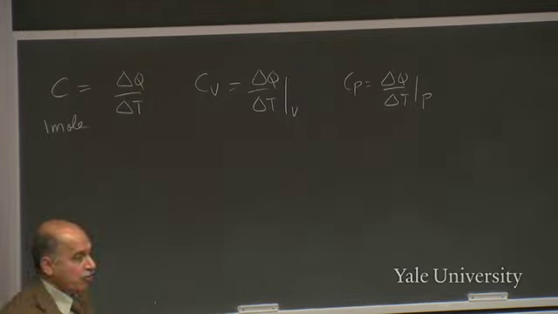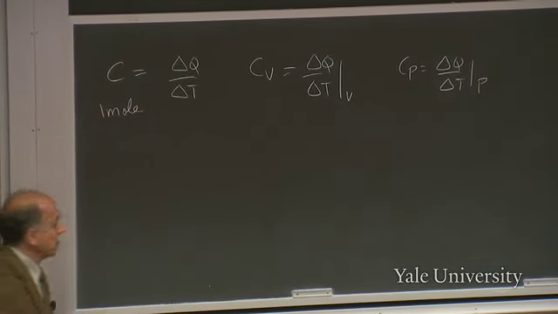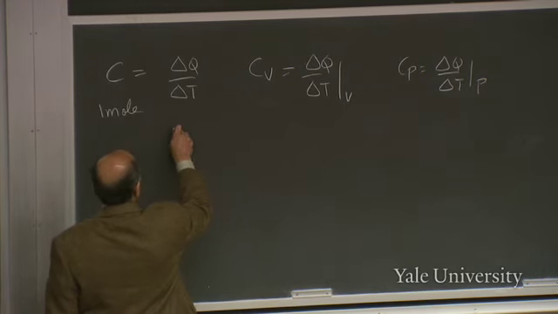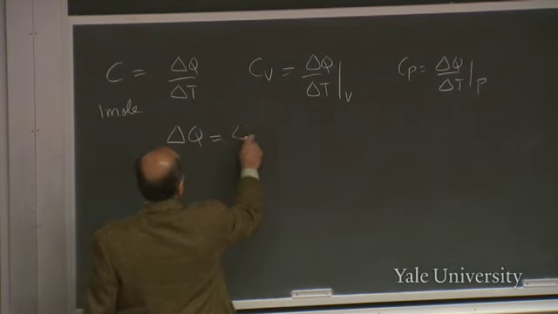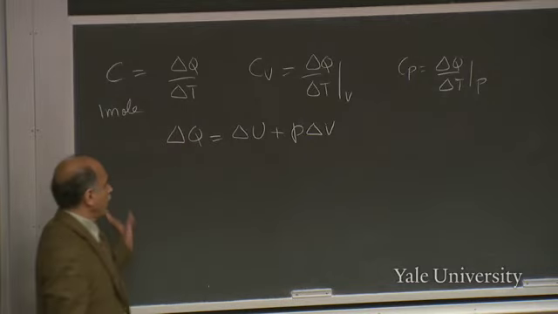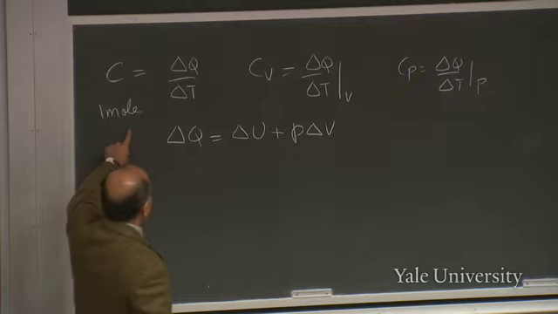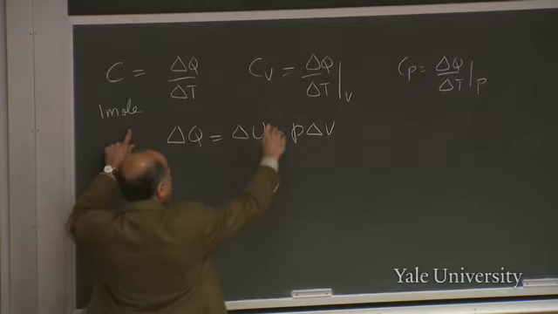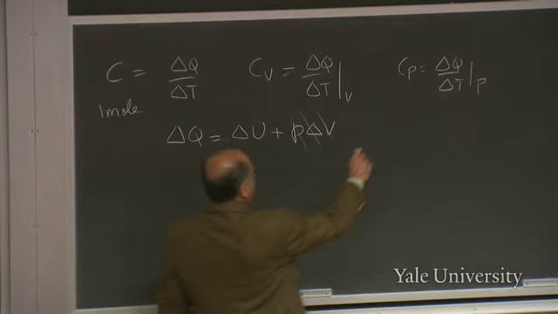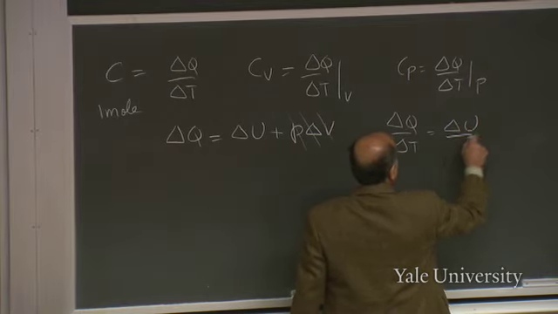So let me derive one more time these two specific heats, because it's worth going over this again and again. The key to all of this is the first law. The first law, written after transposition, looks like this. Let's put delta Q on one side and the other stuff on the right-hand side. In the first case, at constant volume, there is no P delta V term, because delta V is 0. Therefore, delta Q over delta T is equal to delta U over delta T.